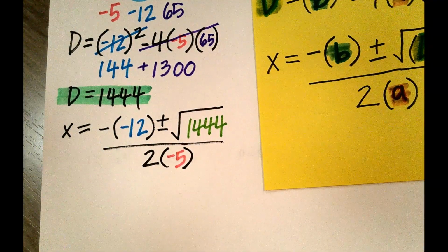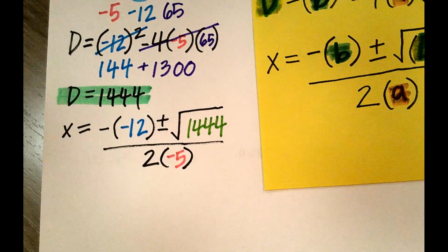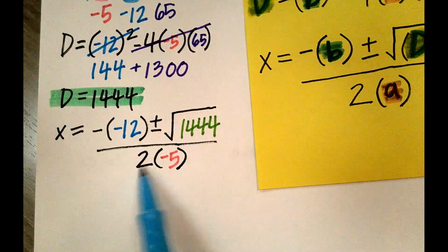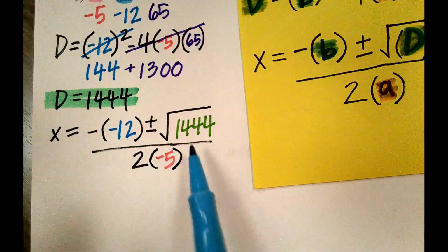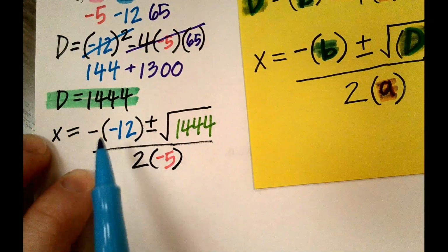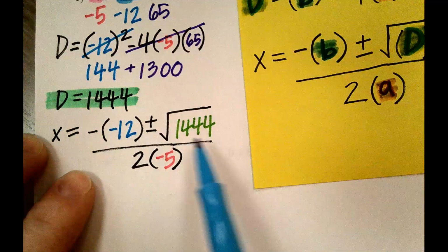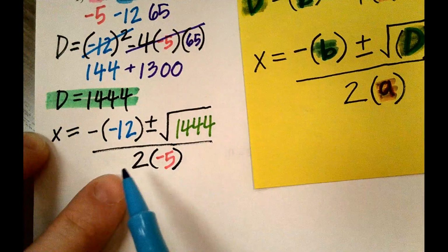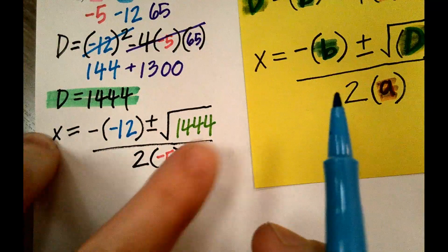Could split it into 2. But before I split it into 2, times what? 2 times negative 5. You are going to do 2 times negative 5. Basically, we want to simplify these 3 things. I have a negative outside of negative 12. I want to get rid of that square root, figure out what that is. And I want to do 2 times negative 5. We want to simplify these 3 things at this step.